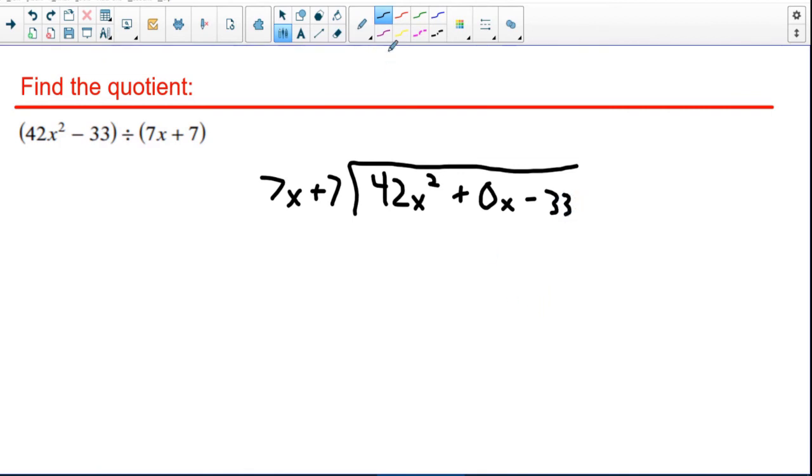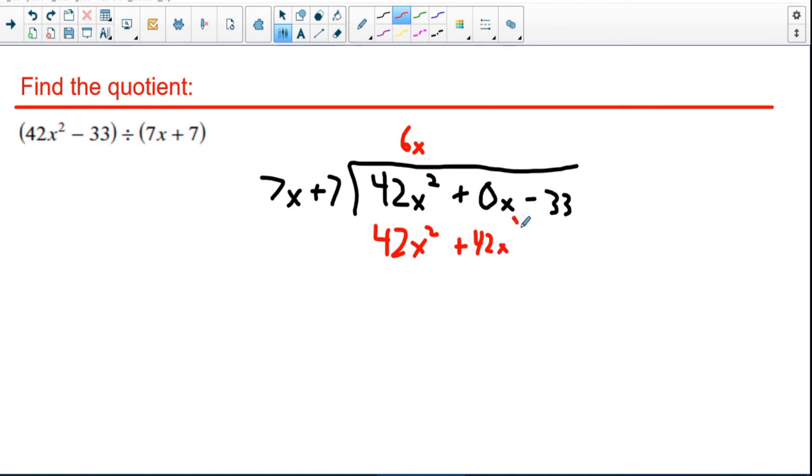Okay, so I'm going to do the same set of steps that I did before. Just notice you have to have that placeholder, that 0 term in there. Otherwise, it's going to tangle up your steps here. So what I'm asking myself is, what do I need to multiply this first term by to make it look like this first term? So here I have 7x times what is going to give me 42x squared. So I could do 6x, right? 7 times 6 is 42, and then x times x is x squared. 42x squared, and then 7 times 6x is going to be 42x.